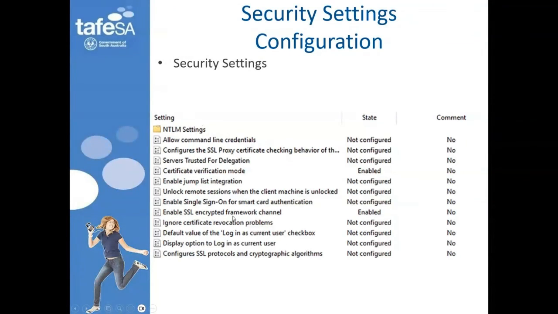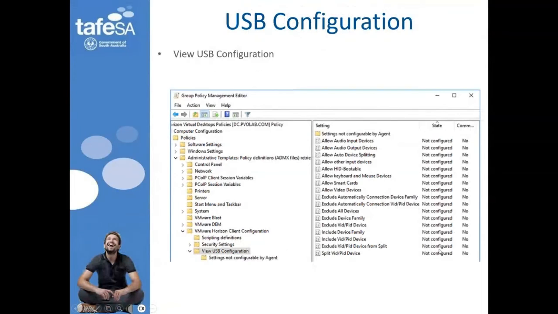Okay, so these security ones, we can do a bit of research when we need to talk about them, but right now we're going to just skip over it. Here's some USB configurations, and we're going to do one of these, allow audio output devices. What does that mean? That means it's going to send the sound from your virtual desktop into your physical device. And obviously, if we're playing a sound, we want to hear it, right? So that's the reason, okay?